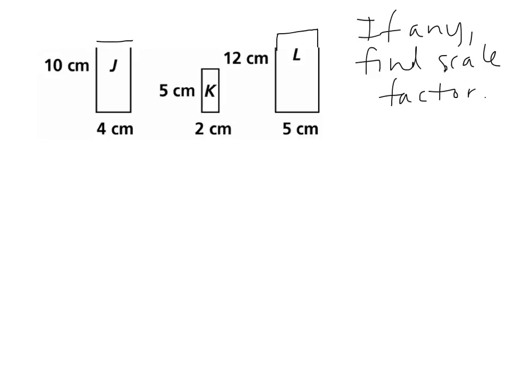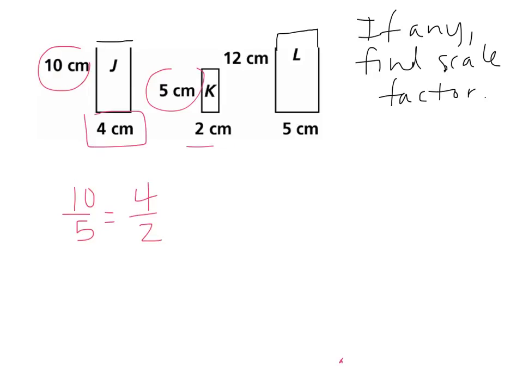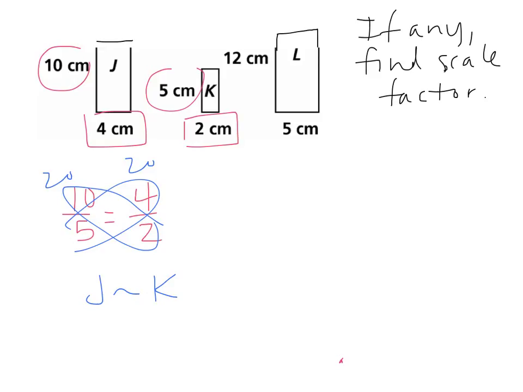So let's see. We're going to do triangle J and K. So we need to take the sides that are similar to each other. So 10 over 5 equals 4 over 2, because then 4 and 2. Okay, so we cross multiply here, and we get 20 and 20. So yes, J is similar to K. Okay, then we're going to do J and L. So this is J, and this is K. Then let's do J and L.